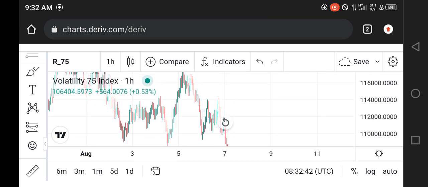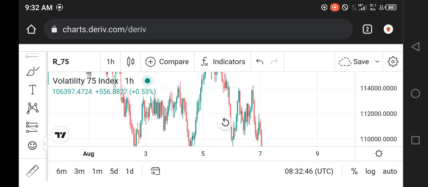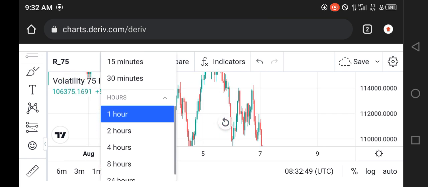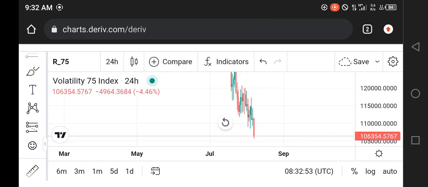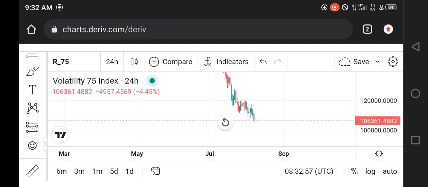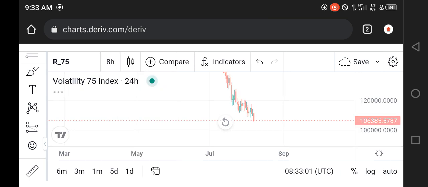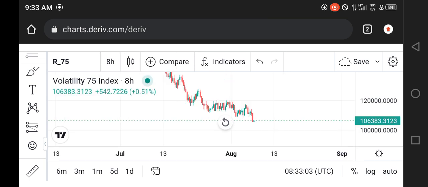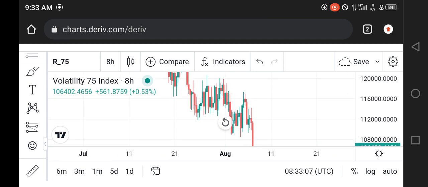So as you can see right here, let's start from the 24 hours time frame again to actually get what the market is doing overall. So going to the 24 hours time frame right now, you can see that the market is actually dropping. Yes, we're in a downtrend actually. So going to the 8 hours time frame, the market is actually trying to make a bit of a push up from this point.